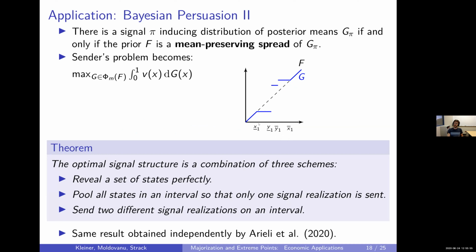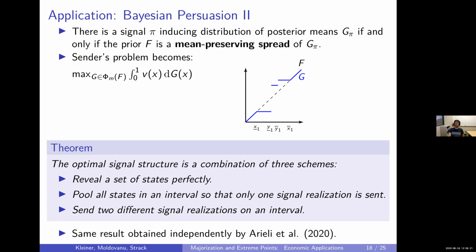Well, this means that on this interval, you have to send two distinct signals. This would be one way to implement it, depending on the state of the world. Sometimes you send a signal that induces this posterior mean, sometimes this posterior mean. And again, outside of the interval, you reveal the state truthfully. So this shows that the optimal signal structure can be implemented fairly easily.